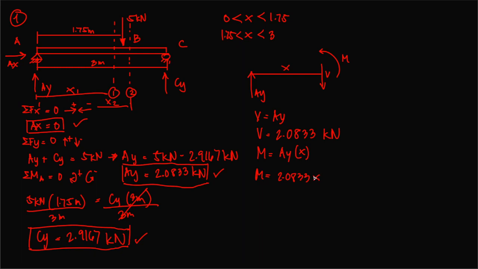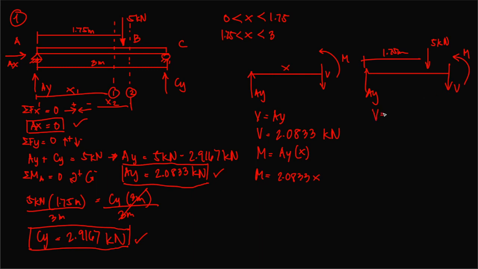And then in here, we are able to proceed to the second free body diagram of ours, which will be AY, and now with the point load of 5 kilonewtons, with the distance being 1.75 meters, and then the shear and the moment.